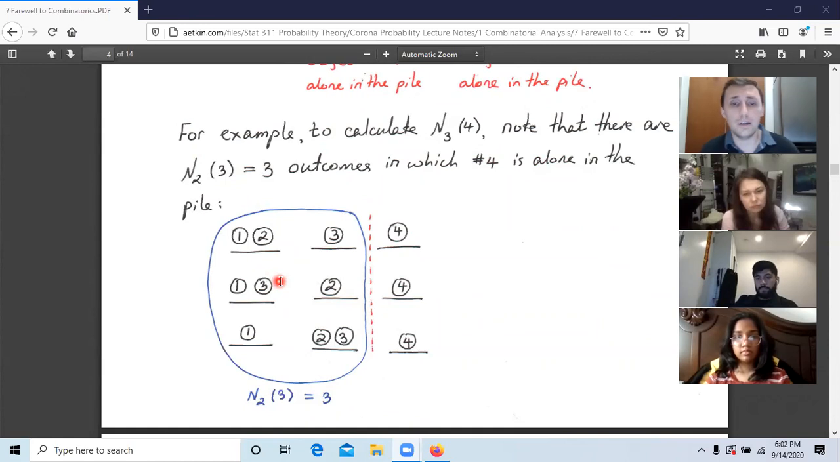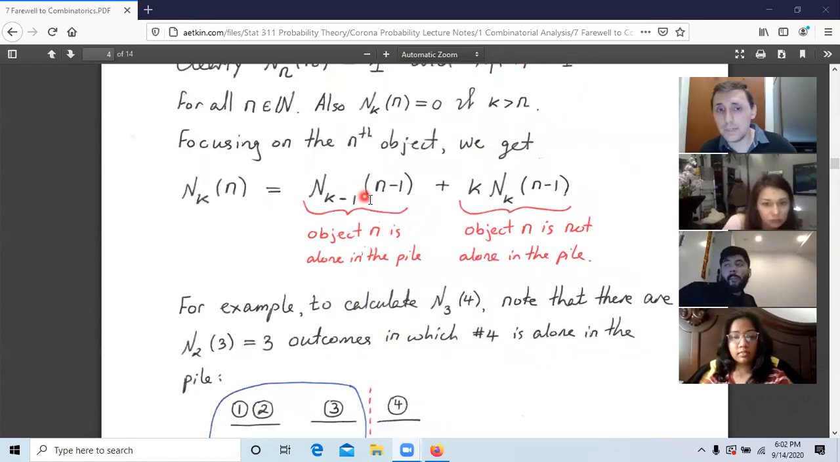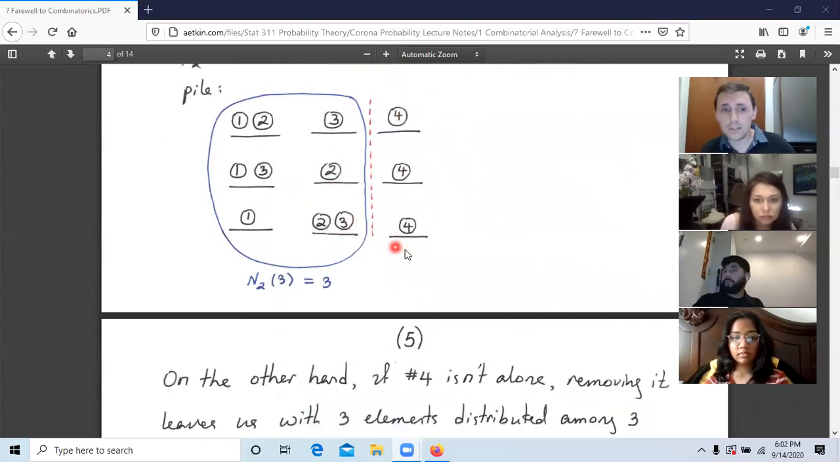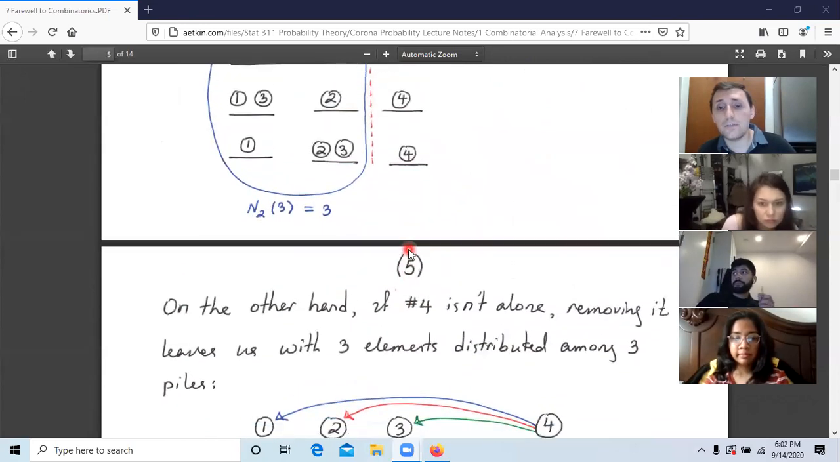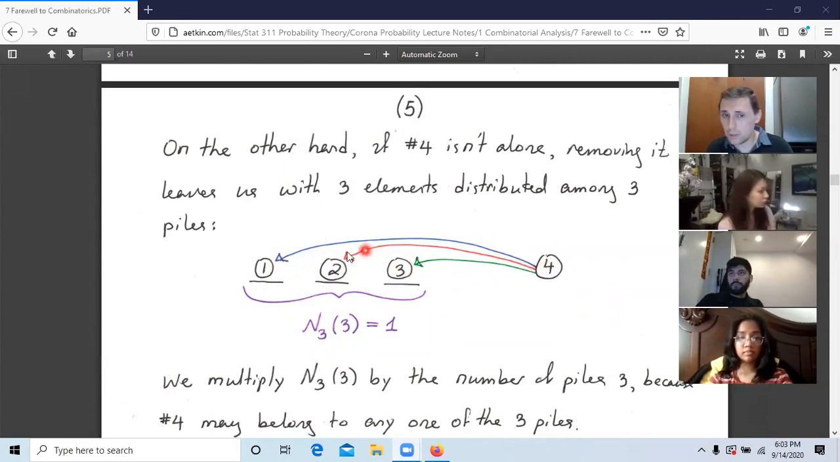I counted manually the situation where the fourth object is contained alone. You see, that's how it's broken. This means the fourth object is contained alone, and this means the fourth object is not contained alone. Make sense? So on the other hand, suppose that the fourth object is not alone. We have three files, and they are not empty, okay? So what's the possibility? The only possibility is that objects one, two, and three are there, and four is next to one of them, because four is not alone. Four has to be with somebody else, right? So here I imagine there is an empty space where I can place a four, here's an empty space where I can place a four, and here's an empty space where I can place a four. There are three possibilities. Good.